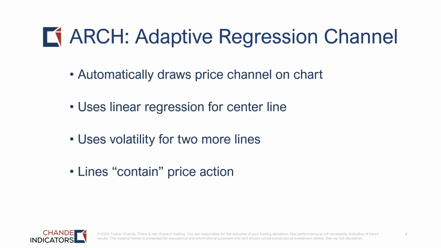What is ARCH? ARCH is the adaptive regression channel. It automatically draws a price channel on a chart. It uses linear regression for the center line and then uses volatility to add two more lines on either side at 1x and 2.5x by default. And the idea is that the lines contain the price action.